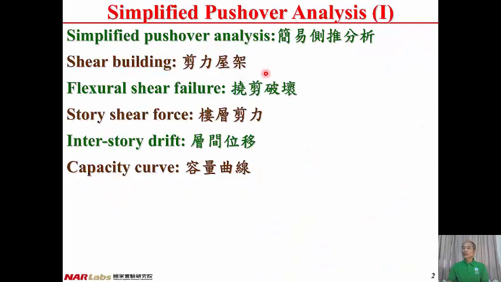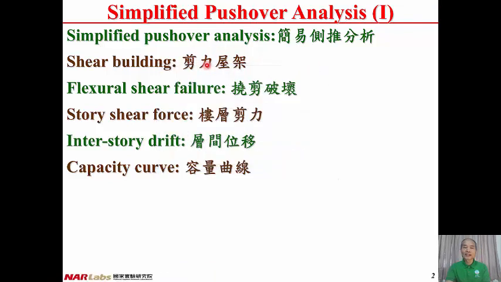Here is some terminology. The first one, simplified pushover analysis. From pushover analysis, we have the force relationship of a structure. That is, the base shear of the structure versus the roof displacement of the structure. And this analysis has been simplified so that it can be operated by hand.